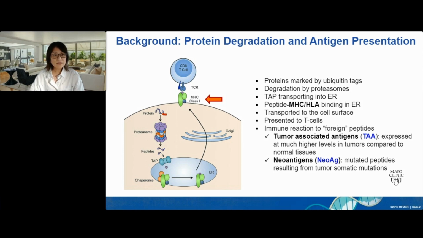As we know, there are many proteins expressed at much higher levels in tumor compared to normal tissues. The so-called tumor-associated antigens, or TAAs, are abundant. In addition, tumors' somatic mutations will generate mutated peptides. These are the new antigens, or neoantigens. Both TAAs and the neoantigens can potentially solicit an immune response.